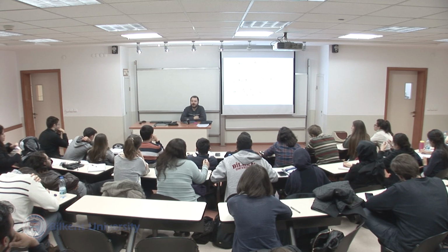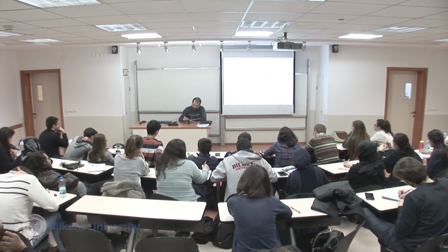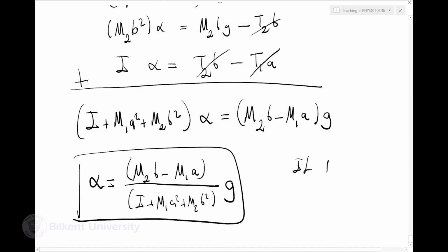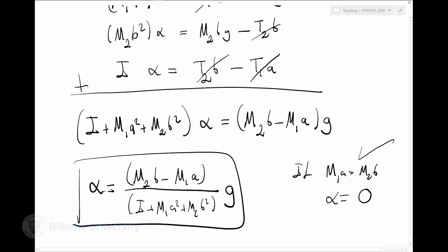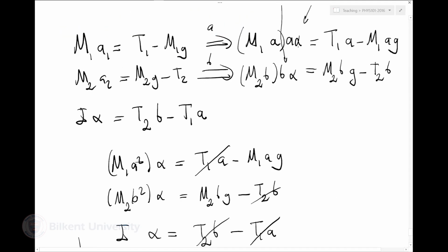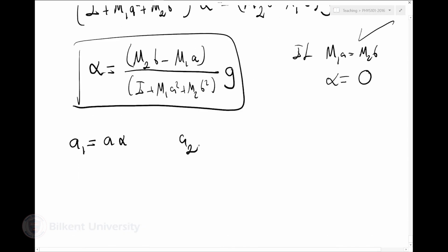Does it make sense? There is a very simple limit, the limit I've actually discussed previously. If m1a is equal to m2b, what should alpha be? Alpha should be 0. That's the equivalence condition. Did I find that? So that limit actually checks in my answer. How do I find a1? a1, I already know. It's going to be a times alpha. a2 is going to be b times alpha.